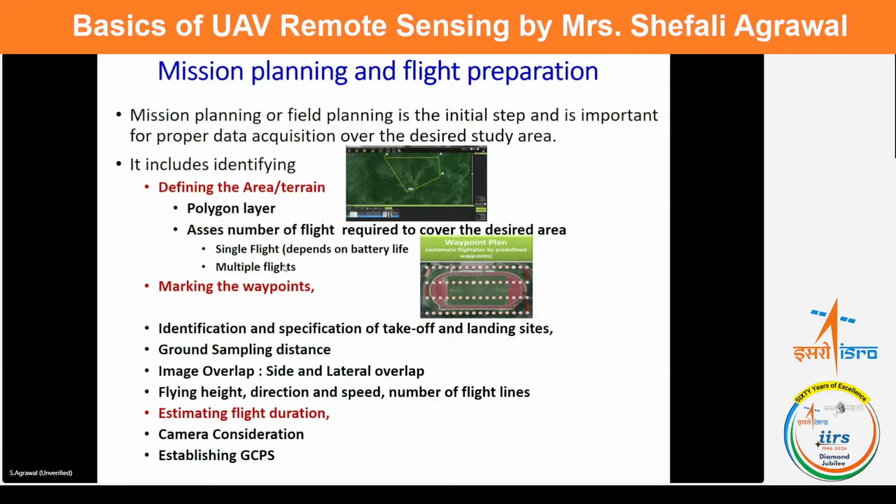You also define the flying speed, because if you fly at a very high speed, it may create motion blur in the data sets. Then what will be the camera trigger interval, and what will be the flying orientation? Whether the flight will be horizontal or vertical, how it will be flying, whether it's going to go in this direction or in vertical directions like this. So that is the flight path orientation that you will define.